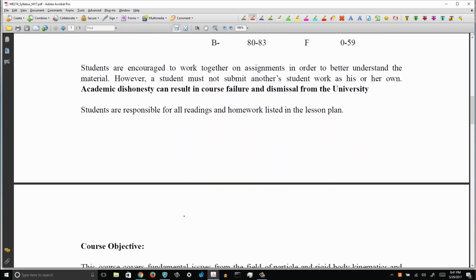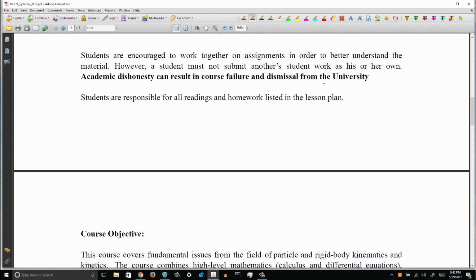Now, you are encouraged to work together on assignments to better understand the material, but of course, please turn in your own work. Academic dishonesty can result in course failure and dismissal from the university. And you're responsible for all the readings and homeworks listed in the lesson plan, which I'll go over shortly.